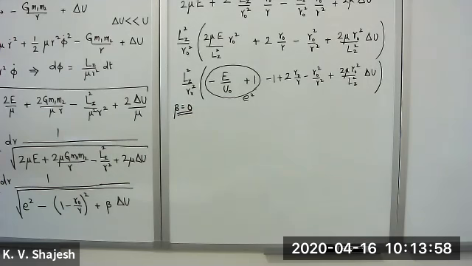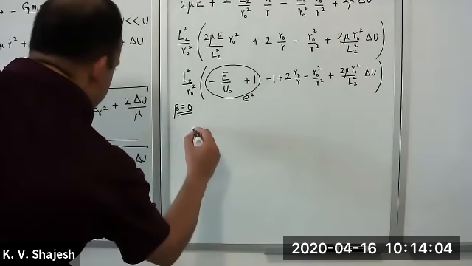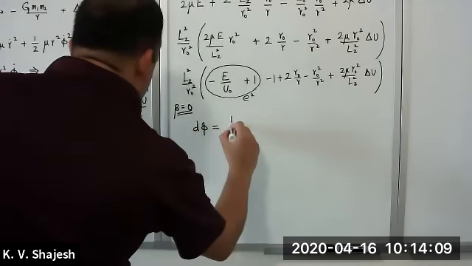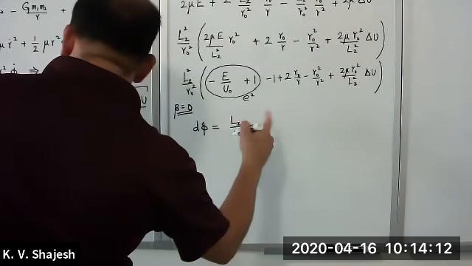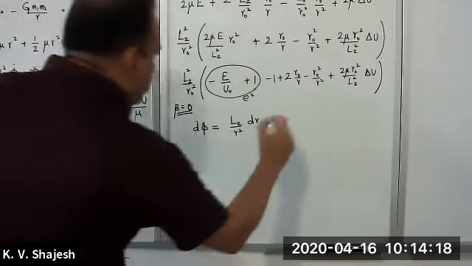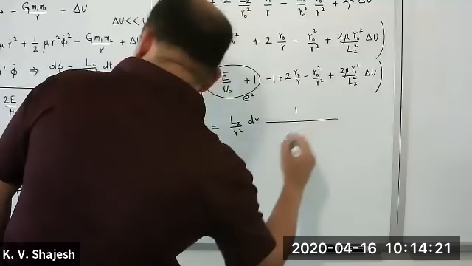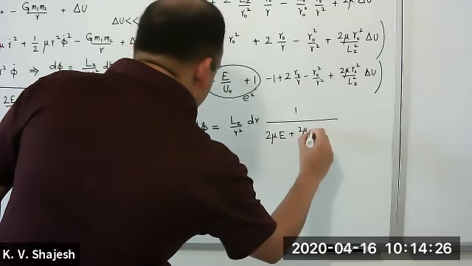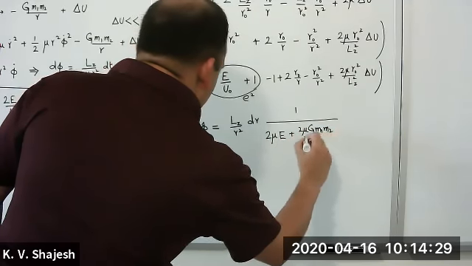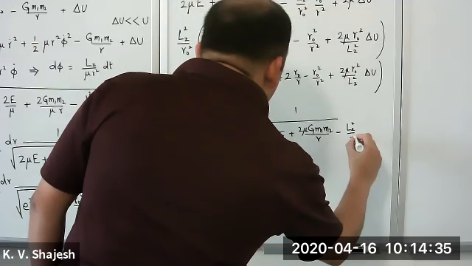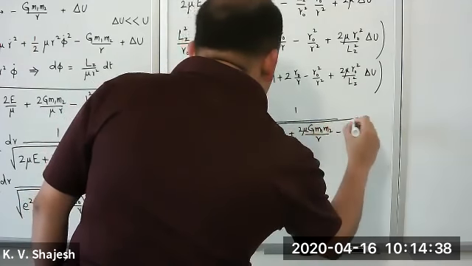I'm going to rewrite that for you. So this is d phi is equal to LZ over R square, without doing the transformation into R naught, over the square root of 2 mu E plus 2 mu G M1 M2 over R minus LZ square over R square.